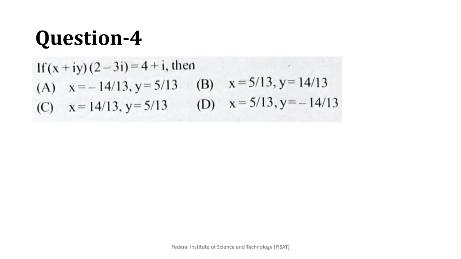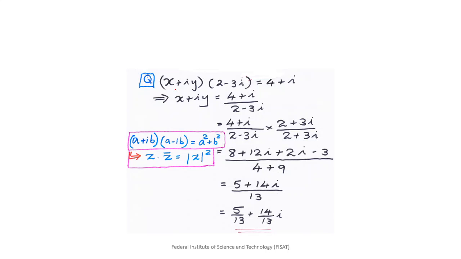Consider this question. (x plus iy) into (2 minus 3i) is equal to 4 plus i. Then what is the value of x and y? So here you have to find out x and y. You can write the expression as x plus iy equal to (4 plus i) by (2 minus 3i). If you are getting an expression of this fractional form, you have to multiply it with its conjugate, so into (2 plus 3i) divided by (2 plus 3i). The answer is 5 by 13 plus 14 by 13 i.